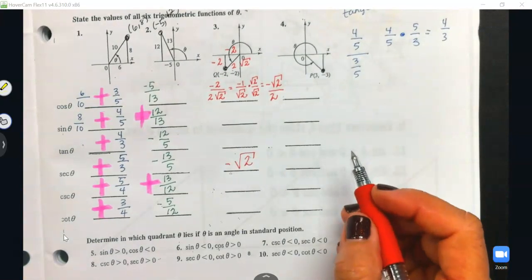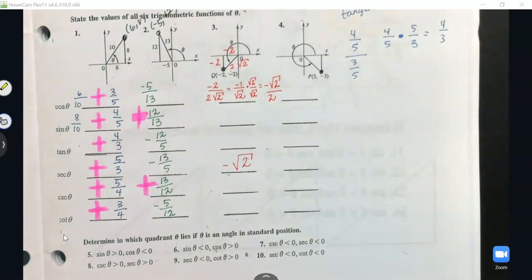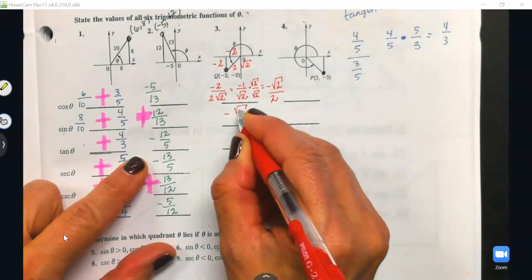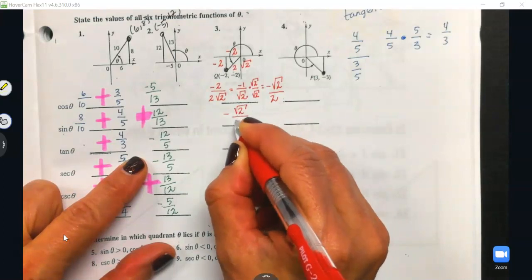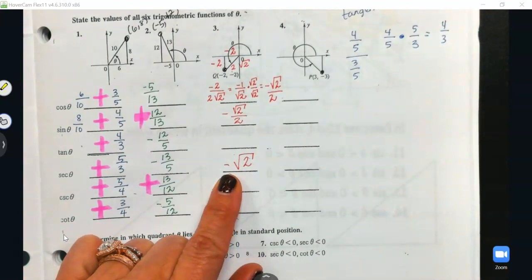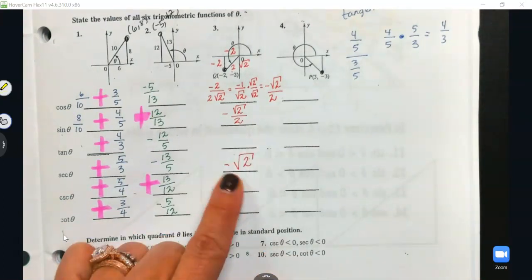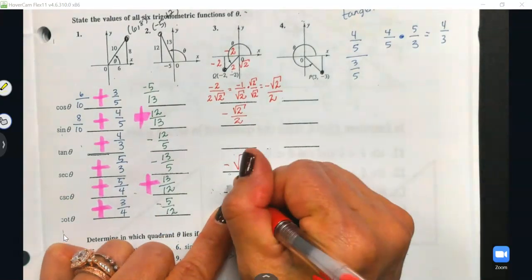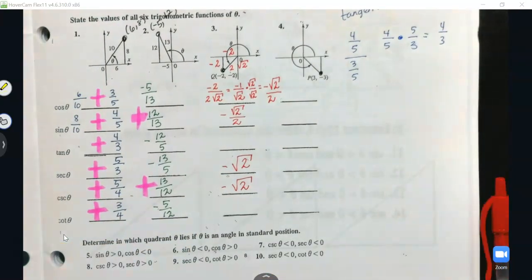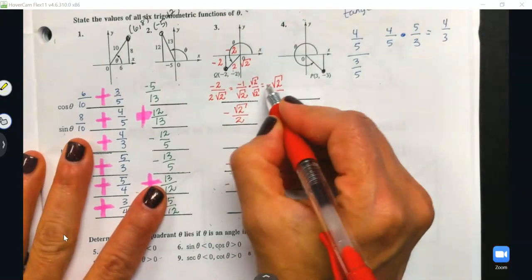What is sine? It's going to be the same exact thing because the y coordinate is the same as the x coordinate. So I'm just going to write -2 over 2. And then what else is just going to be -2? What else can I write? Cosecant. Very good. And you said it right. Good job. Awesome.